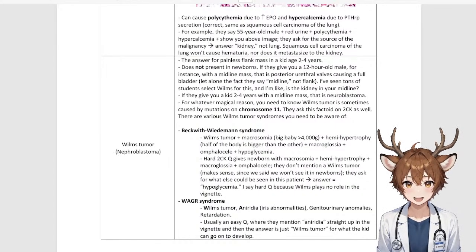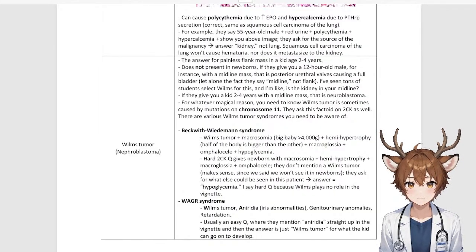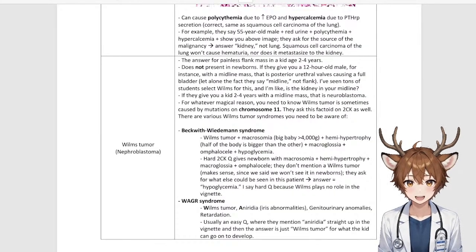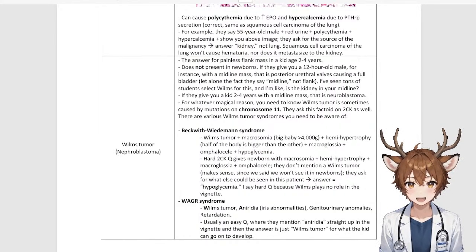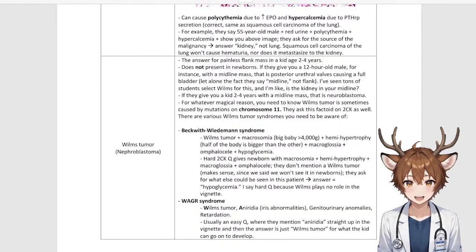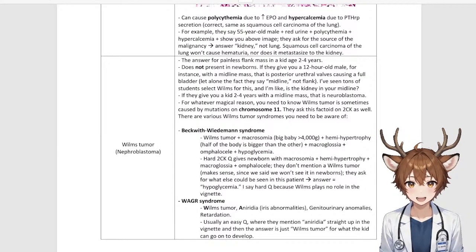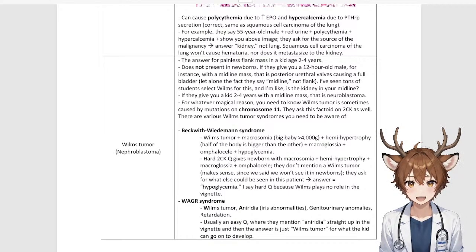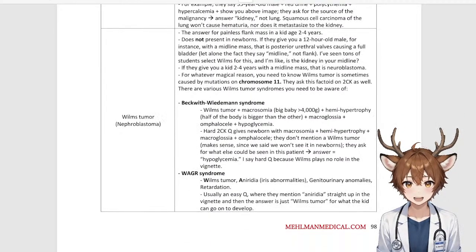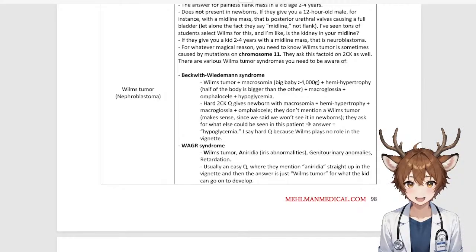Hard Step 2 CK question gives a newborn with macrosomia, plus hemihypertrophy, plus macroglossia, plus umbilical hernia. They don't mention a Wilms tumor. Makes sense, since we said we won't see it in newborns. They ask what else could be seen in this patient. The answer should be hypoglycemia. I say hard question because Wilms tumor plays no role in the vignette, not directly. You just need to know that's Beckwith-Wiedemann syndrome, and therefore we'll have that as well.